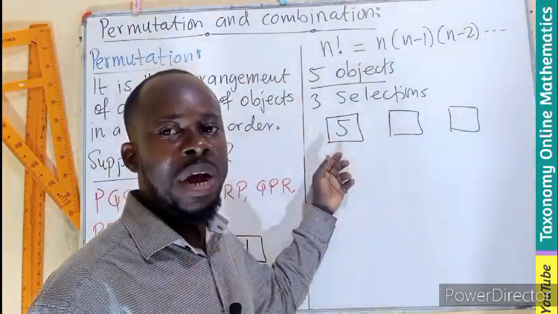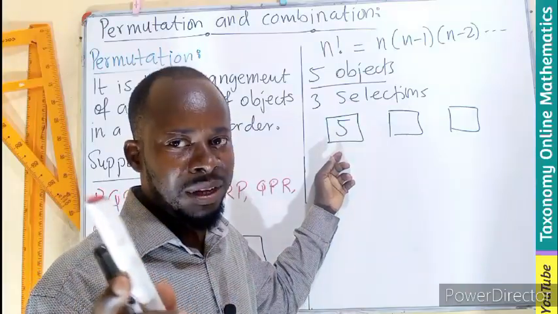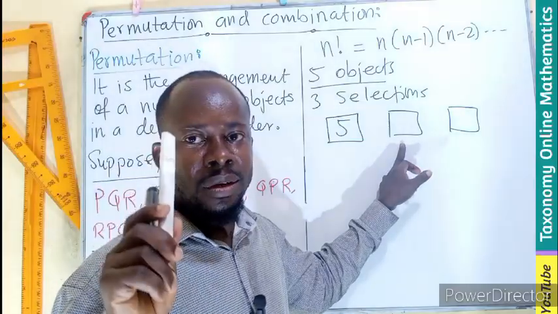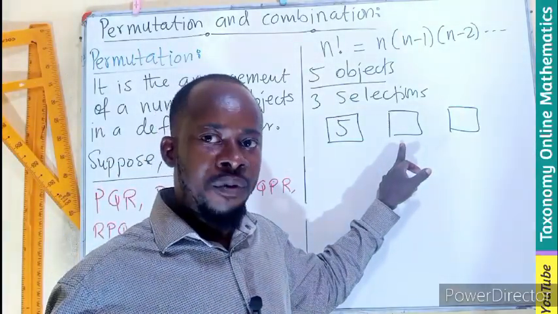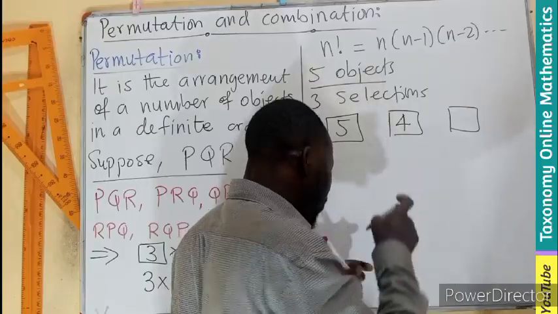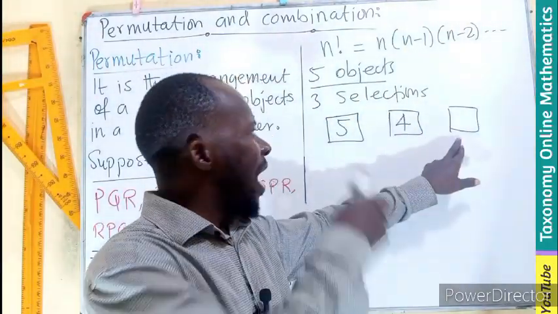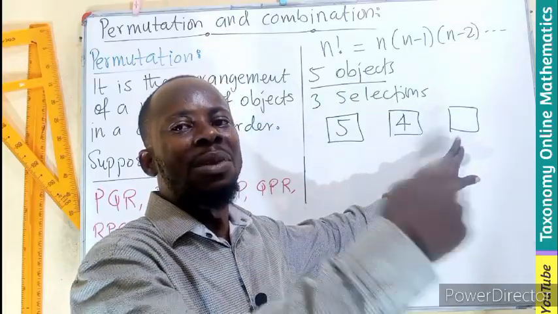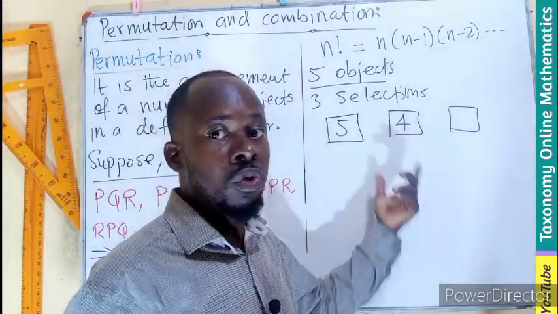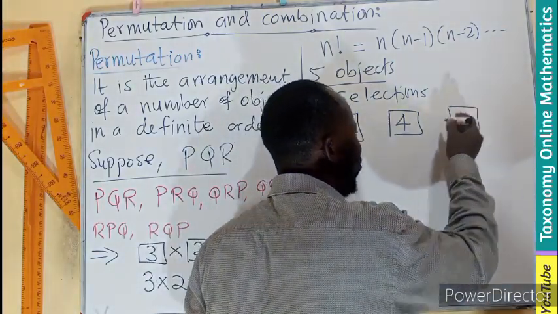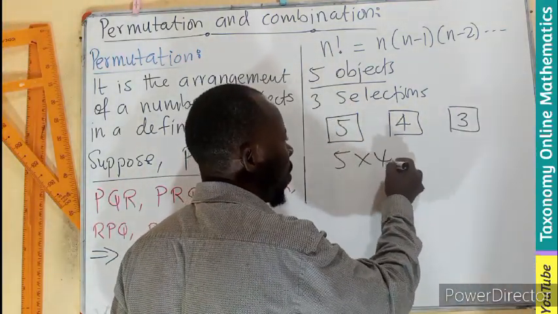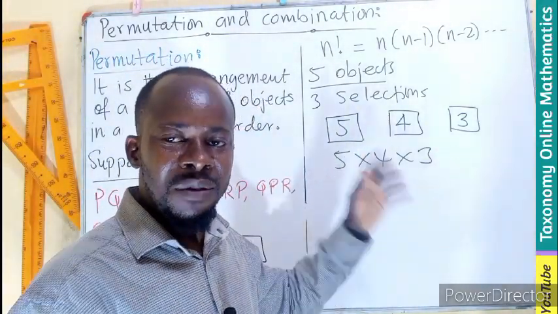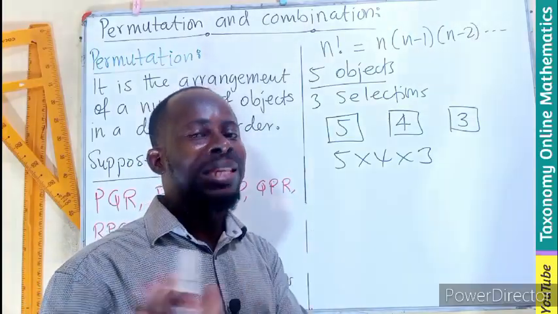So I've taken the first one, which means I'll be left with 4 objects to be selected. So in the second position, there are 4 possible selections, because I'm left with 4. Then for the third position, out of 5, 1, 2 is gone, so I have 3. So I can make it 5 times 4 times 3. This is the possible ways by which we can select 5 objects, 3 at a time.